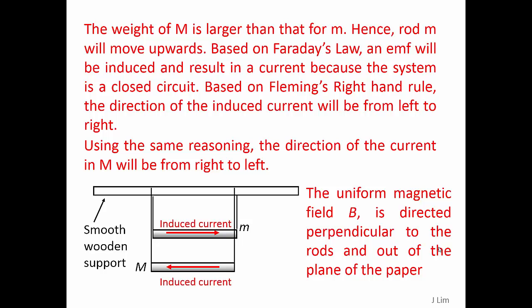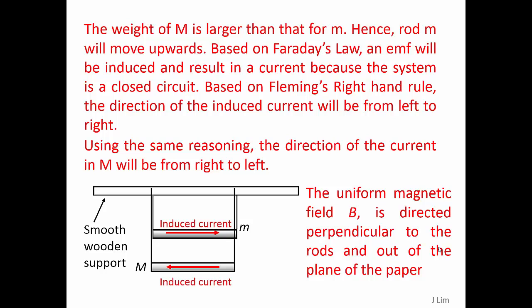The weight of M, big M, is larger than that of small m. Hence, the rod small m will move upwards. Based on Faraday's law, an EMF will be induced and result in a current because the system is a closed circuit. Based on Fleming's right-hand rule, the direction of the induced current will be from left to right. Using the same reasoning, the direction of the current in big M will be from right to left.